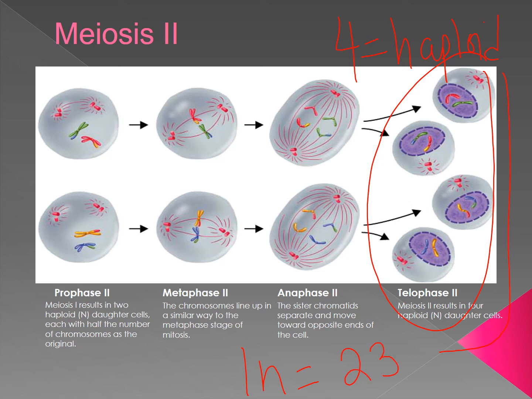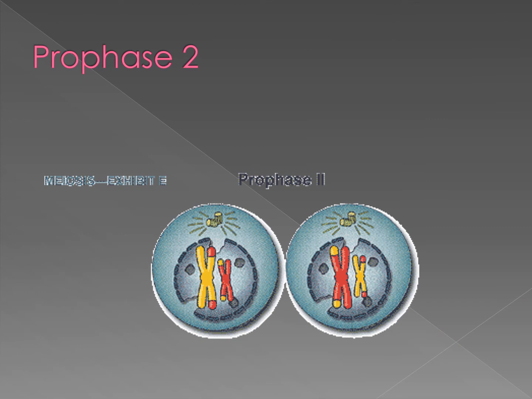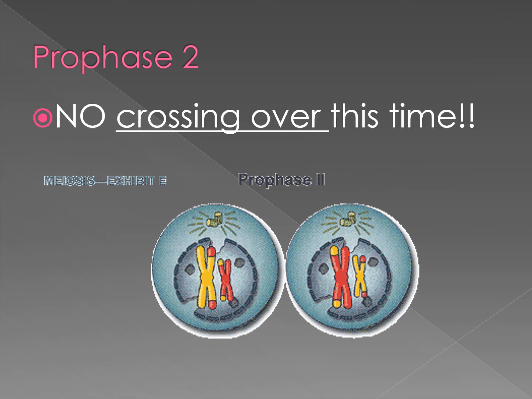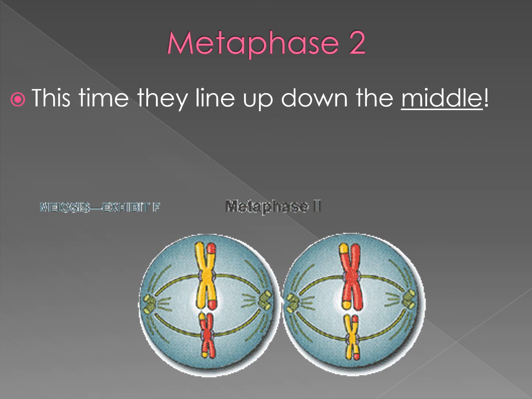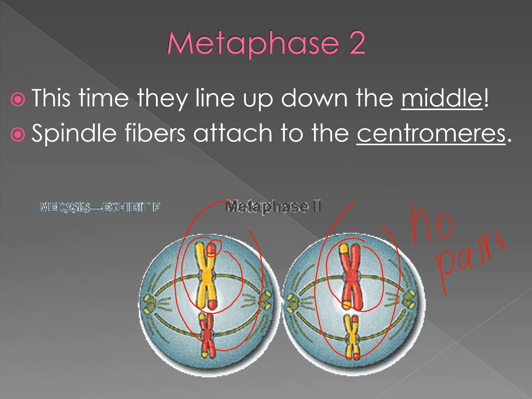That means each cell contains only 23 chromosomes. So prophase 2, nothing happens. No crossing over. We're just getting ready to break the mold. Metaphase 2, this is the time they line up down the middle. Now if you notice, no pairs. We have one cell with mama's chromosome with some of daddy's genes, and then we have daddy's chromosome with some of mama's genes on it. Spindle fibers attach to the centromere.